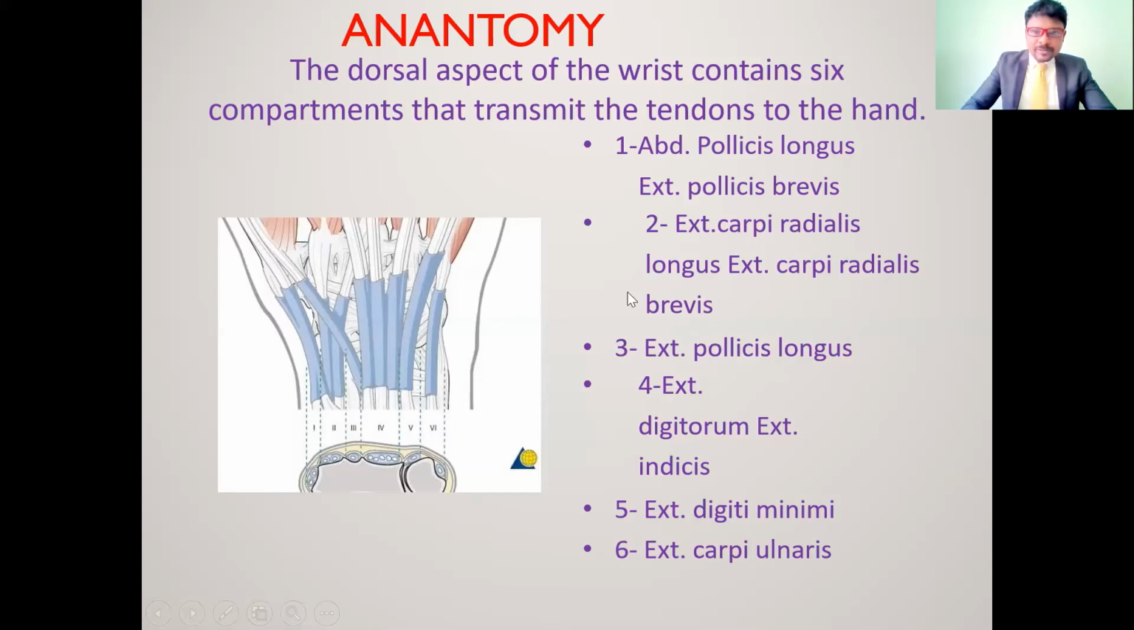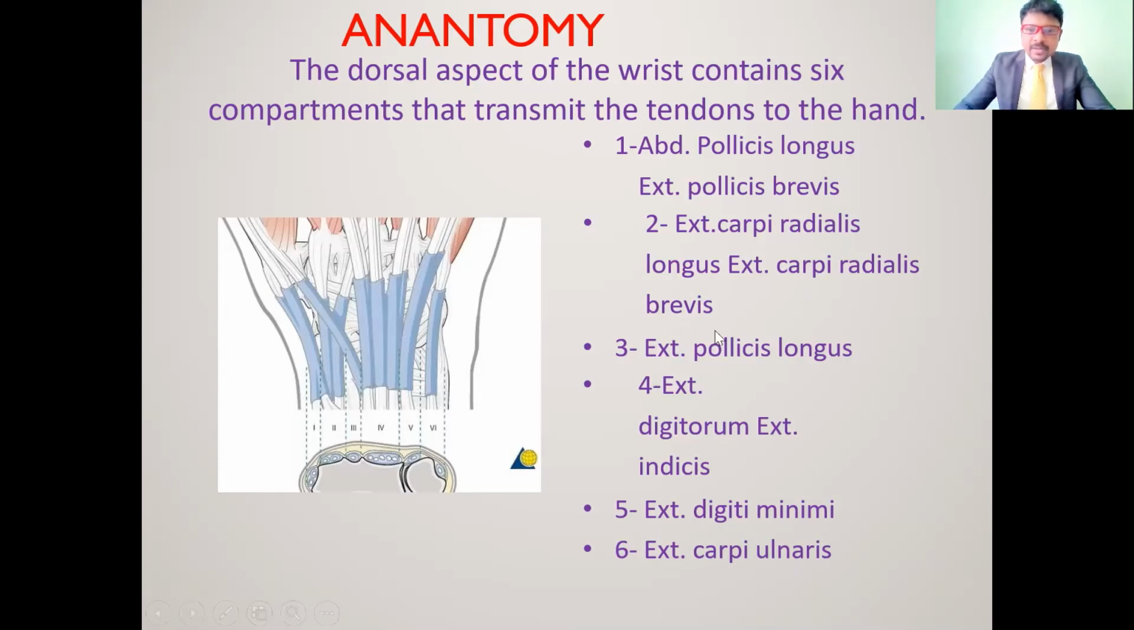In the first compartment, the abductor pollicis longus and the extensor pollicis brevis, these two tendons, are involved. These tendons get inflamed and swollen, and it may give irritation that leads to severe pain.